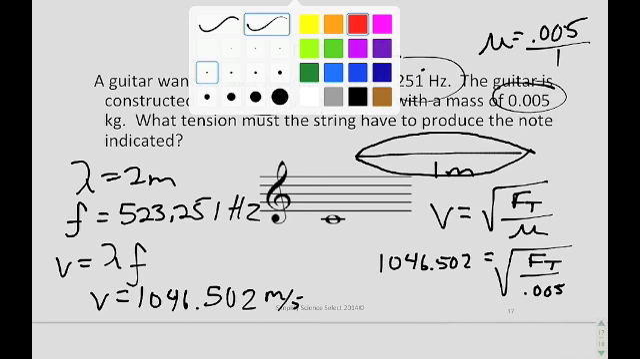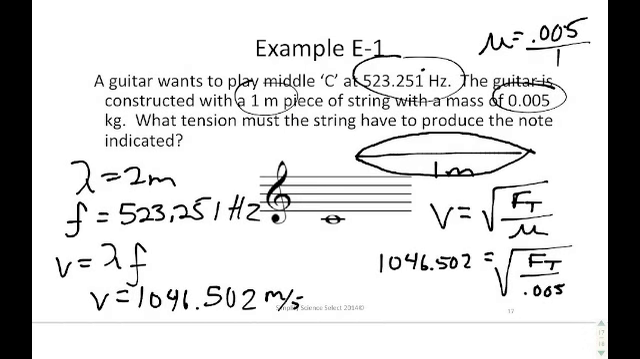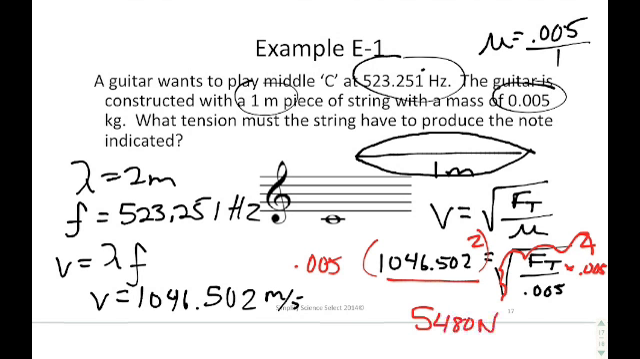Now, one of the things you need to be careful about is how you solve this mathematically. The first thing you should do is square both sides. When you square both sides, it allows you to get rid of the square root sign. Once you do that, you can multiply by 0.005, and you would do the same thing over here by 0.005. So in other words, you would have 1046 squared times 0.005. 0.005 is not included in the square though. When you do this, you should get a final answer of about 5,480 newtons.